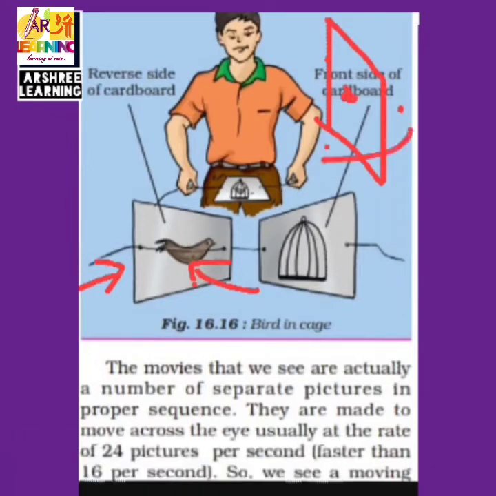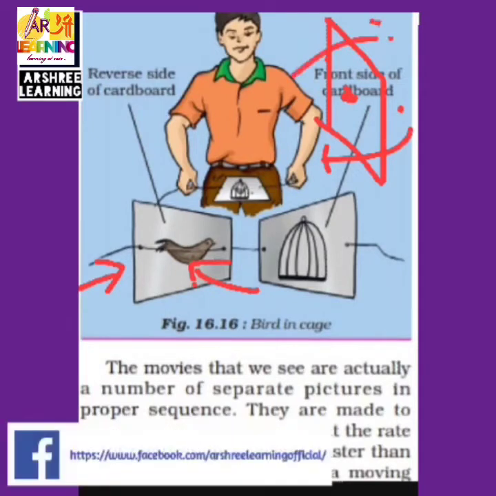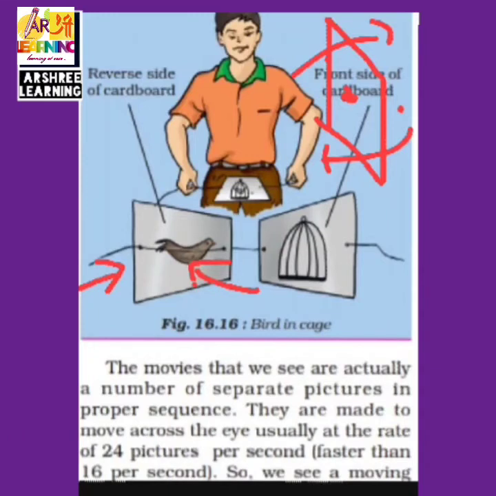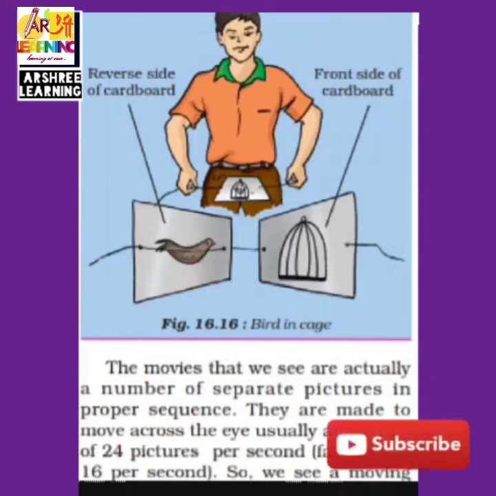Now if you rotate it fast so that both the sides are seen, and both the sides are kept for less than 1/16th of a second, then the bird and the cage will both be seen together. It will appear that the bird is surrounded by the cage. The cage will appear to form outside the bird, and the bird will appear to be inside a cage.